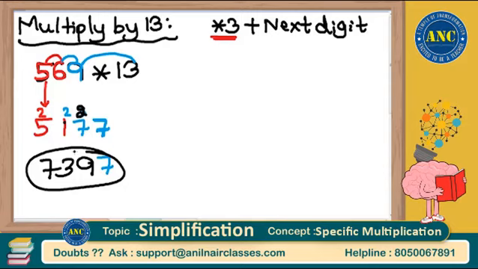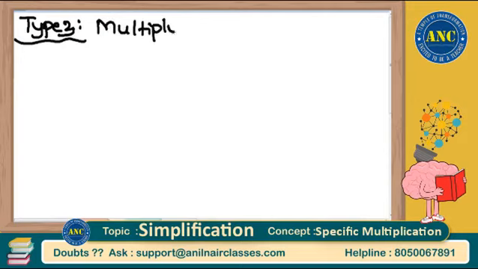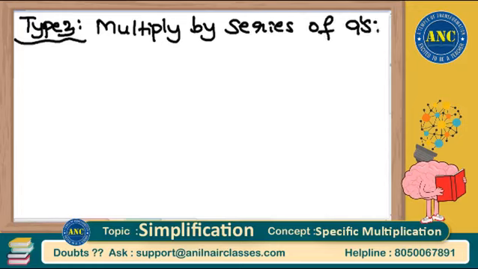Next, type 3 in multiplication. Type 2 is nothing but multiply by series of ones. Type 3 is nothing but multiply by series of nines. Again, 3 to 4 examples.